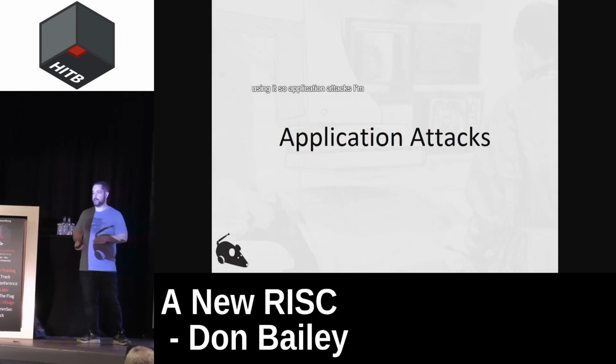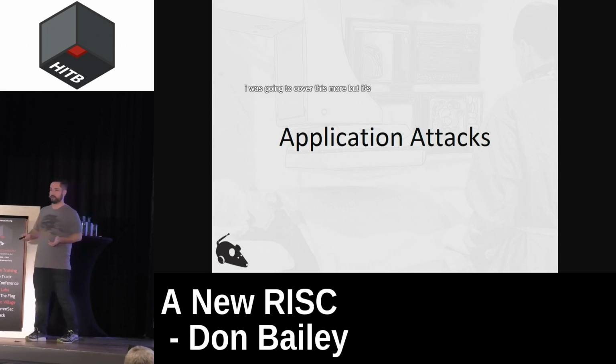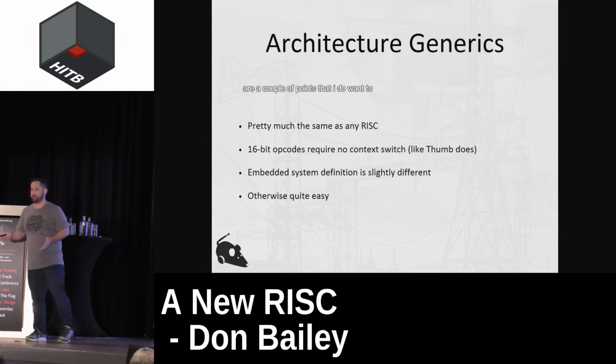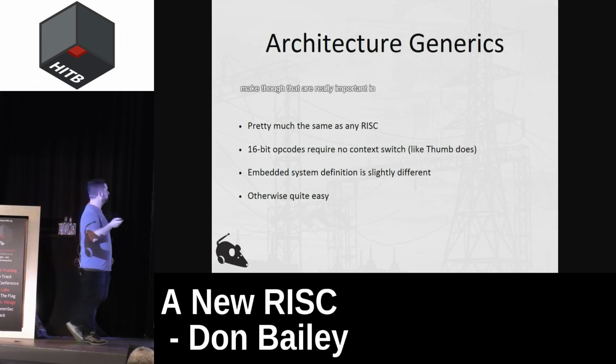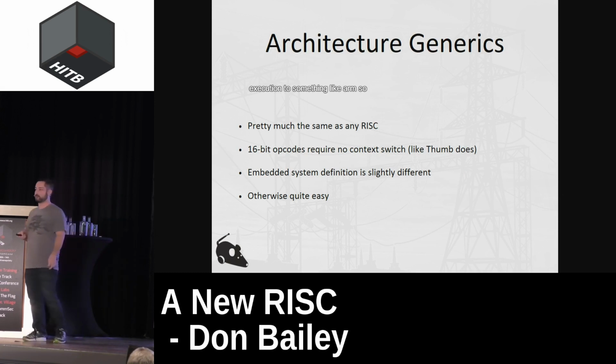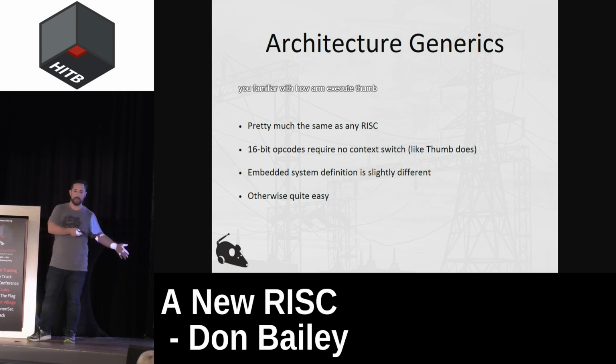So application attacks, I'm really only going to cover this briefly. I was going to cover this more, but it's actually not as fun as I was hoping it was going to be in RISC-V. And the reason why is because it's really easy. There are a couple of points that I do want to make, though, that are really important in RISC-V. RISC-V has similar models of execution to something like ARM. So everybody in here, I'm sure, is familiar with ARM and familiar with Thumb. But are you familiar with how ARM executes Thumb and vice versa?